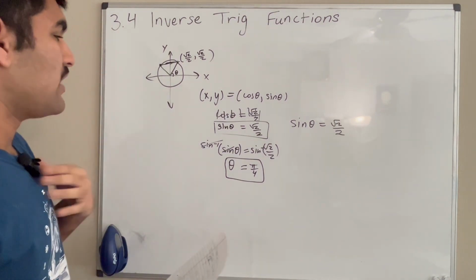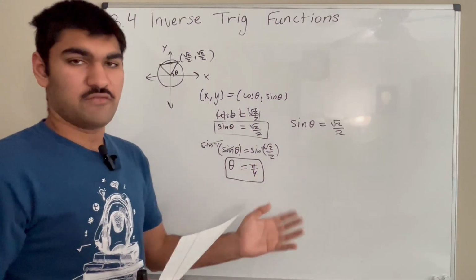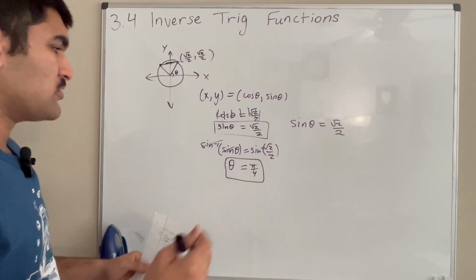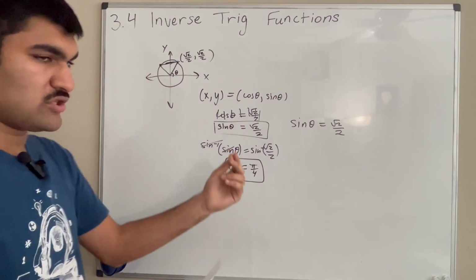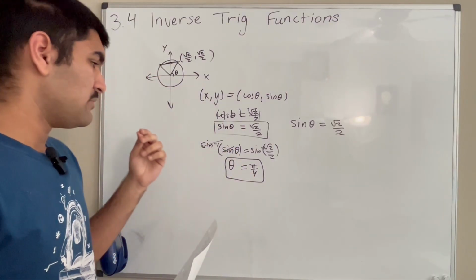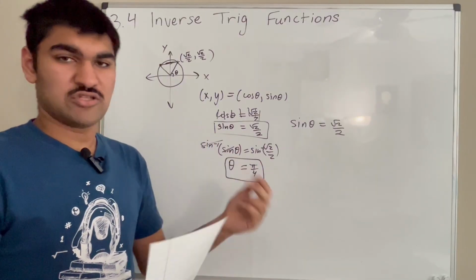Well, that's why we pick the angle known as the principal value of the inverse trig function. What the principal value is, is that for each of the inverse trig functions, we must restrict their range. And we only pick the angle theta that falls within that range. Then we call that the principal value.